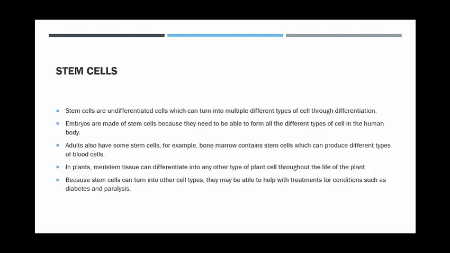In plants, meristem tissue can differentiate into any other type of plant cell, and that happens throughout the life of the plant. Because stem cells can turn into other cell types, they could be used to help with treatments for conditions such as diabetes, where the pancreatic cells aren't working properly, or paralysis, replacing nerve cells, for example.